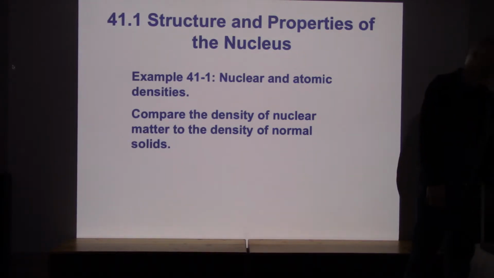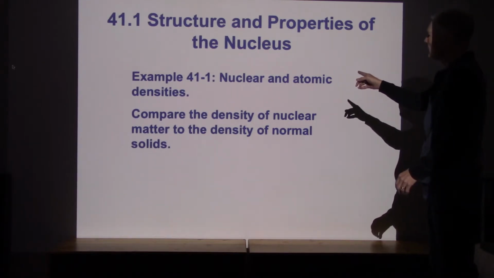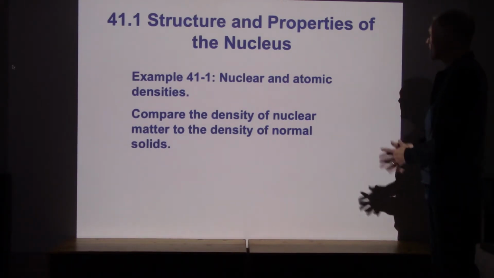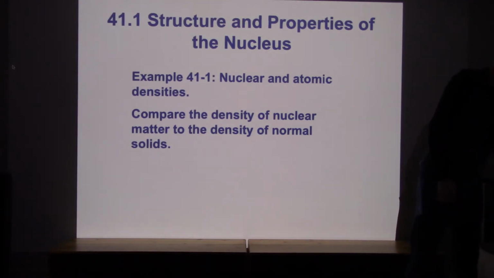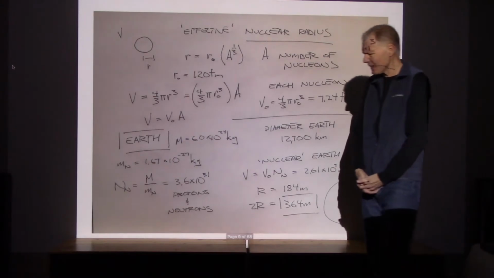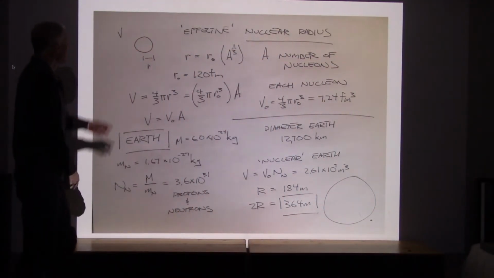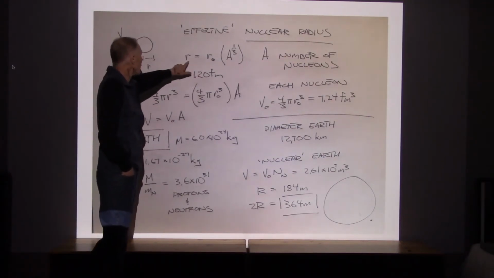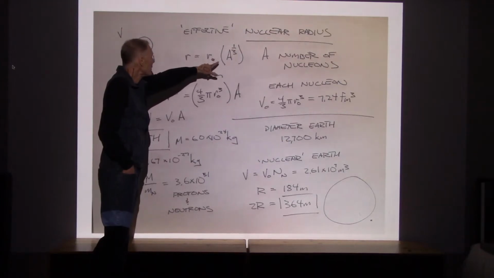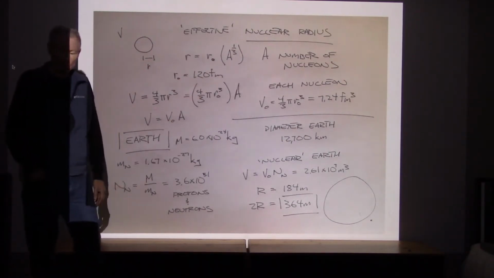And that's kind of what this slide is referring to. Also, nuclear versus atomic sizes and densities. So how dense is that material? And here's an example. So what we've got is this effective nuclear radius formula that we just introduced. R is equal to R naught, A to the 1/3 power, where R naught is 1.20 femtometers.